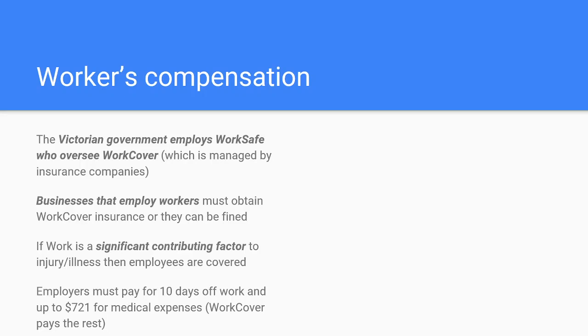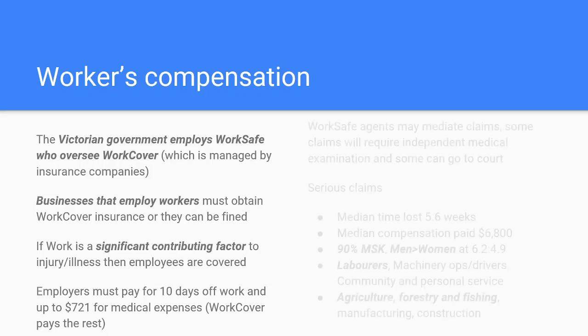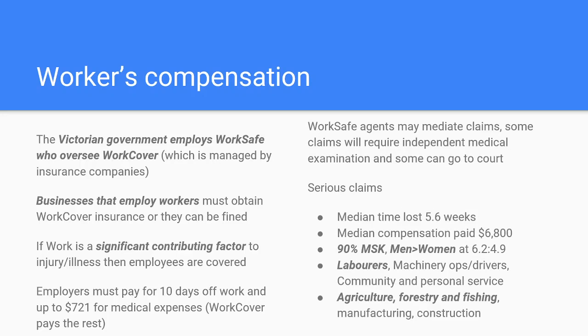And if work is a significant contributing factor to injury or illness, then employees are covered, which is basically what Lauren just said. In terms of a bit of nitty-gritty, employers must pay for 10 days off work and up to $721. After that, the rest is covered by WorkCover. Sometimes it can be a bit messy, so WorkSafe agents need to get involved, and they might decide that it needs to go to court or needs further independent medical examinations. In terms of some stats, the median time lost for serious claims is 5.5 weeks, with about $7,000 being paid out. And if you compare that to what employers are actually paying, it's quite a significant amount.